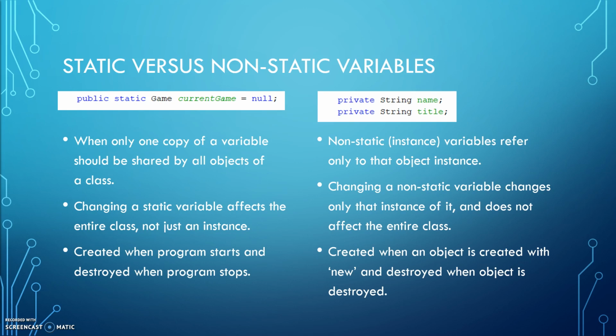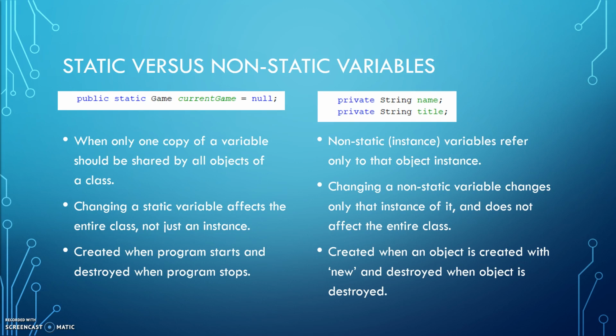And for an example of it, we want to use a static variable for our current game, because you only ever want one, and if you ever make changes to the current game, you want it to definitely change your current game. So you want it to change any instances of it and not have multiple versions of a current game going on. So that's a good choice for a static variable.